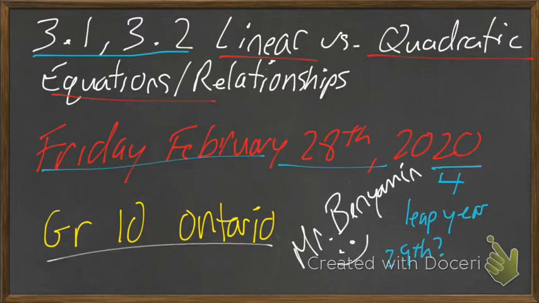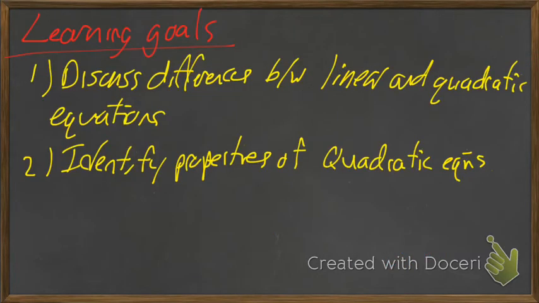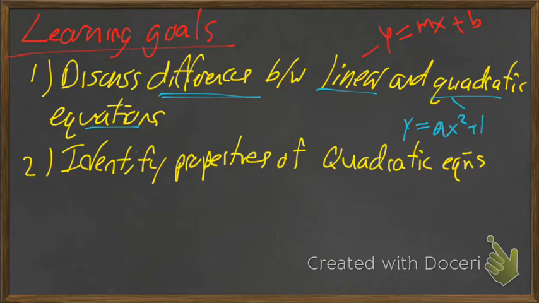This is based off of the grade 10 Ontario curriculum. Learning goals for this lesson: we're going to discuss the differences between linear and quadratic equations. Just a quick recap. A linear equation is your y equals mx plus b. You can see that a lot in grade 9, sometimes in grade 8, and it continues on in grade 10, but then we eventually get to our quadratics. They have a different formula: y is equal to ax squared plus bx plus c, and it looks a lot bigger and a lot freakier, and it quite frankly is, but don't worry about that too much.